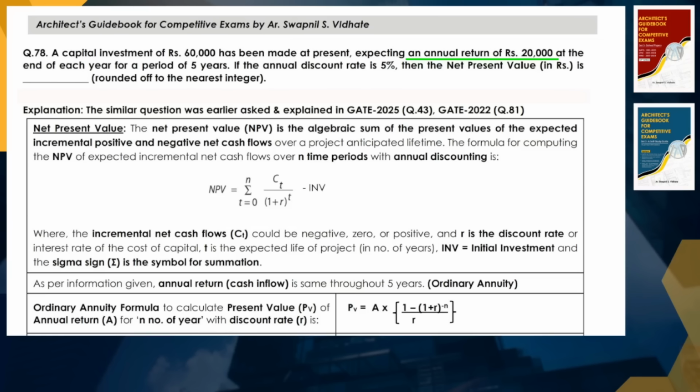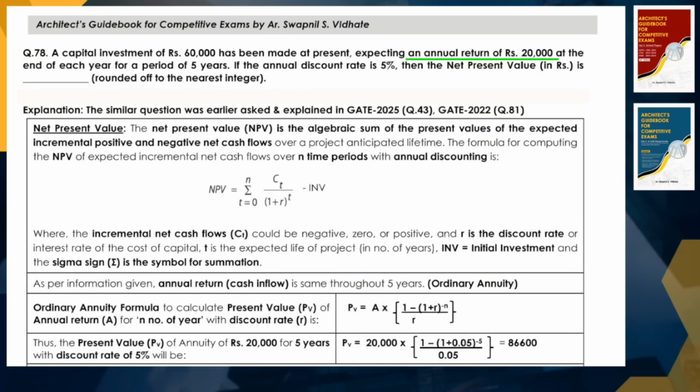with annual return A for n number of years with a discount rate R, as on your screen. That is PV, meaning present value, equals A multiplied by bracket 1 minus, in bracket 1 plus R, bracket raised to minus n, divided by R, right? So you just need to put in all these values which are given in the question.